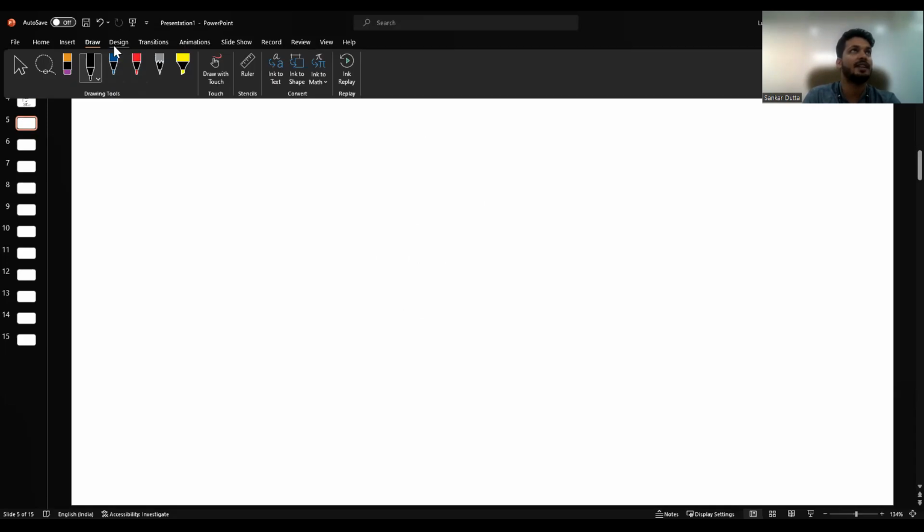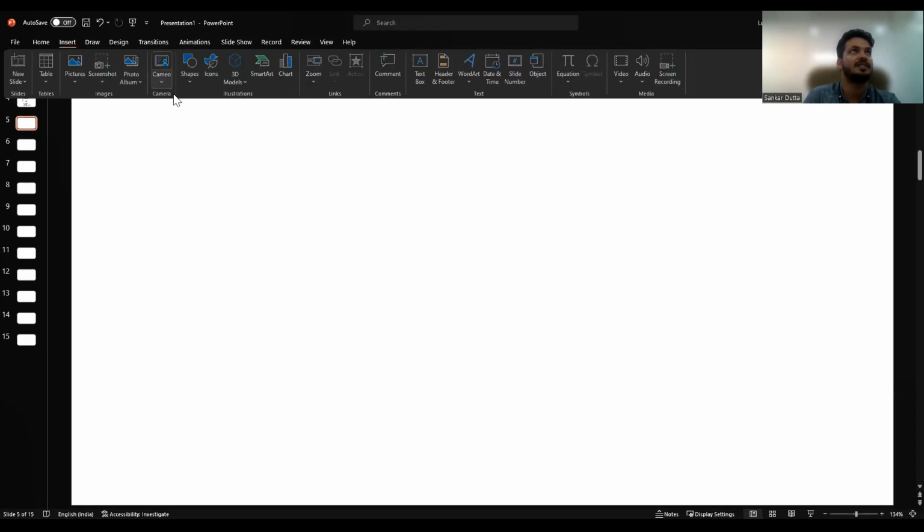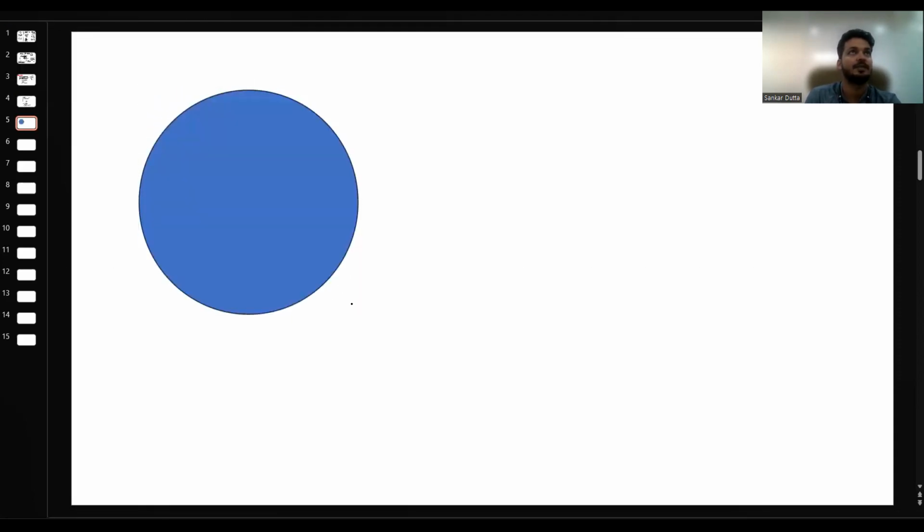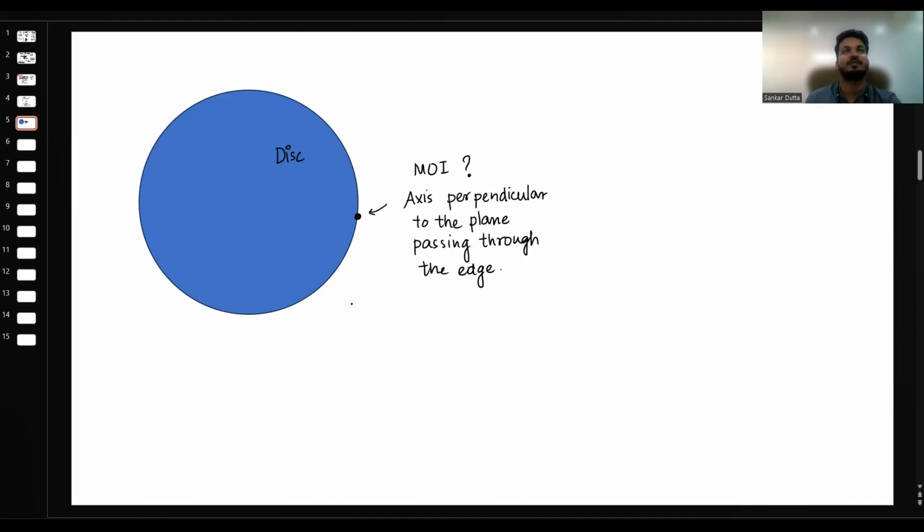Yes, sir. Okay. So my question to you guys is this. If you have a disk and you try to rotate it about an axis, which is perpendicular to the plane, passing through the edge, you have to find out the moment of inertia.